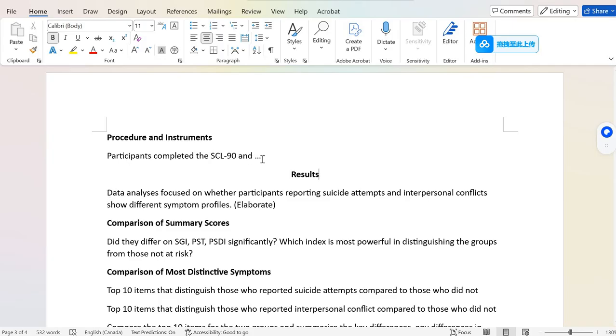After you complete the methodology section, you are ready for the results. You are ready for the data analysis.